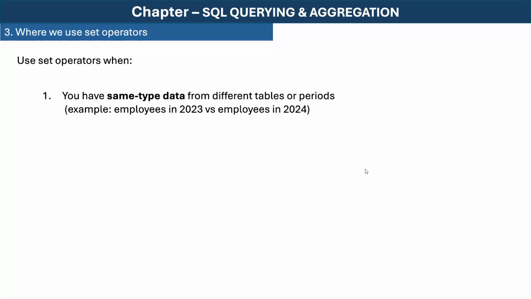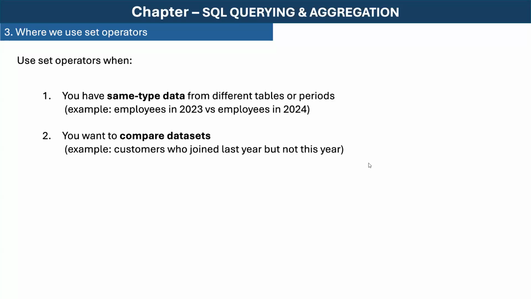And where do we use set operators? See guys, the real-time use cases are, I'll give an example. Three tables are taken: January, February, March. Similarly, if you see the example of employee 2023 and employee 2024, I want to compare who are there in 2024 employees. And see the example, customers who joined last year, but not this year.